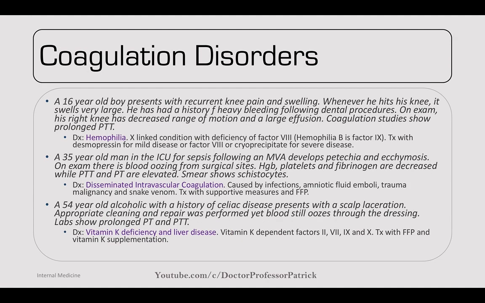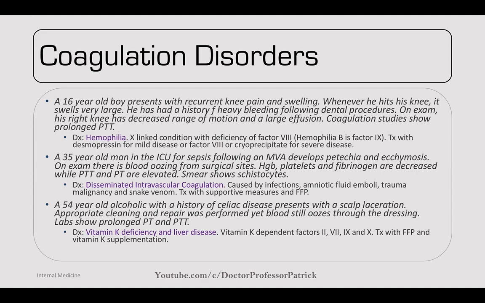Moving into coagulation disorders, we've got a 16-year-old boy who presents with recurrent knee pain and swelling. Whenever he hits his knee, it swells up very large, and he's had a history of bleeding following dental procedures. On exam, his right knee has decreased range of motion and a large effusion. Coagulation studies show a prolonged PTT. So this is hemophilia. It's an X-linked condition with a deficiency of factor 8. Hemophilia B has a deficiency of factor 9. Either of these can be treated with desmopressin for mild disease or factor 8 or cryoprecipitate for severe disease.